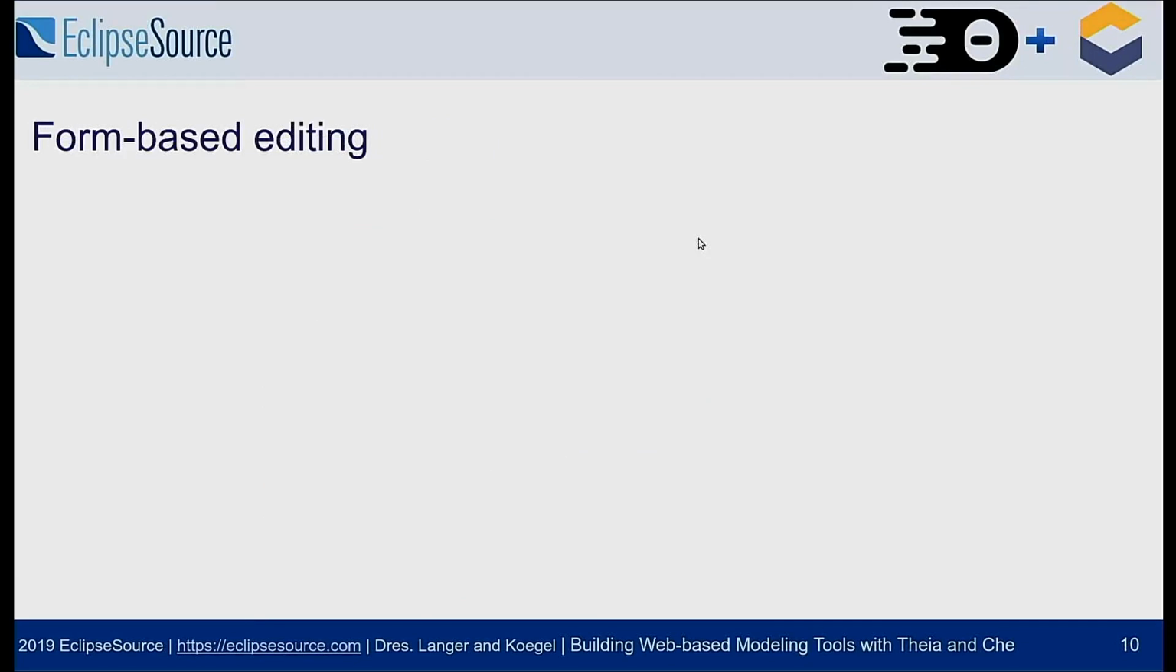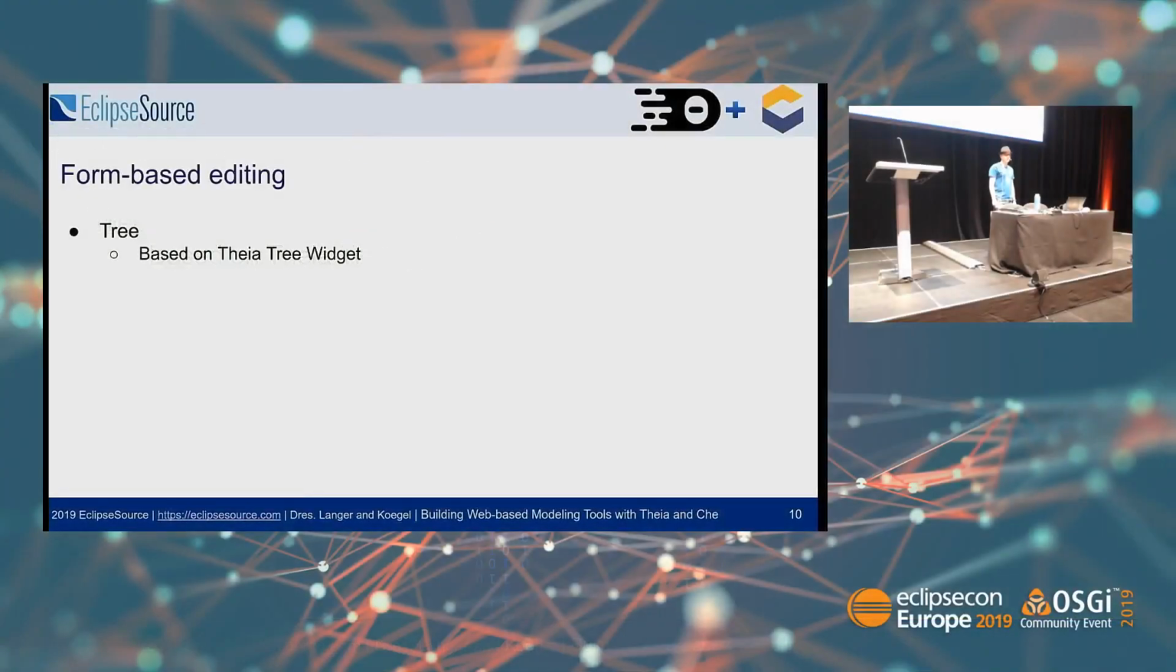So how does that work? The tree itself is implemented based on the Theia tree widget. That's the widget that's also being used for the Explorer view that you can see there. And if you want to do such a tree, basically you need to provide something like a label and a content provider, if you're familiar with EMF. So something that defines the labels for a certain type of element and the children for a certain type of element.